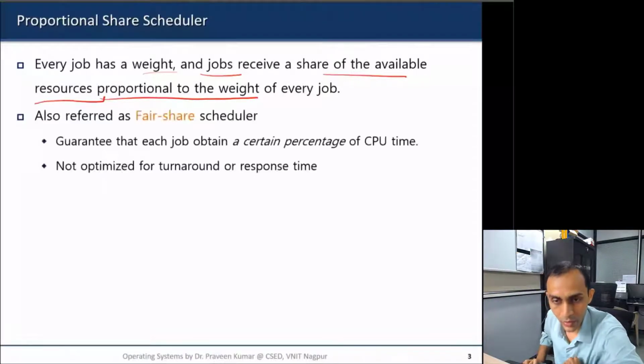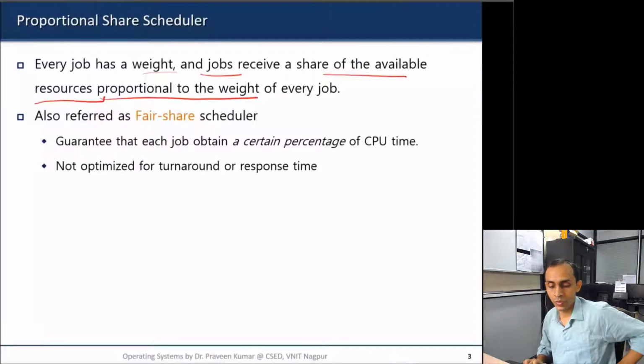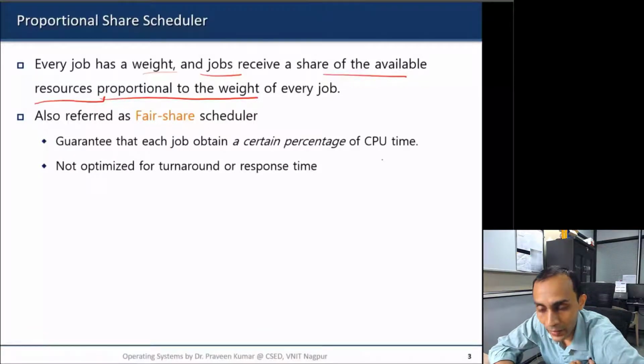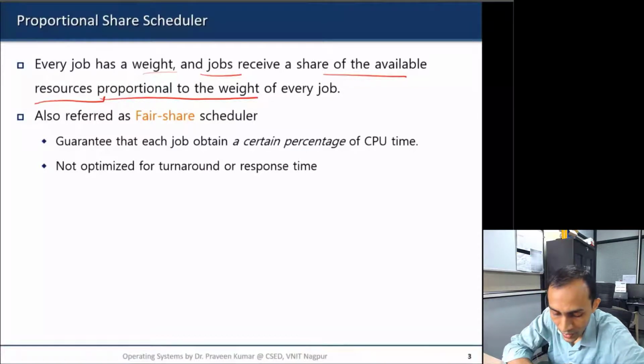So the scheduling strategy tries to be fair in that manner. It tries to guarantee that each job obtains a certain percentage of CPU time. There won't be starvation, and according to their weightage or priority, they will get their share of CPU. As I said again, it is not optimized for turnaround and response time.